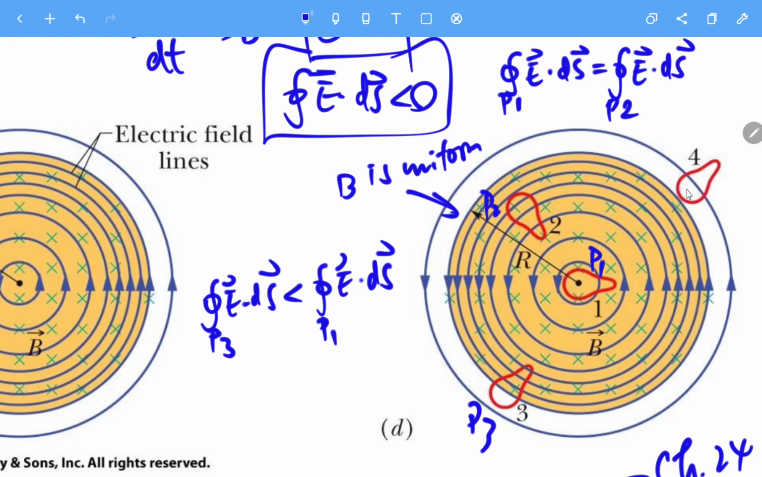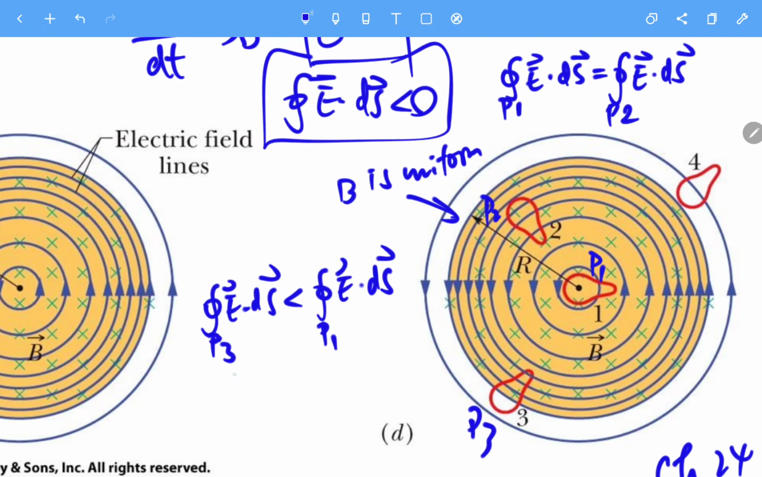And for path 4, it is all the way outside this yellow region, which means that this is also smaller than the integration of E dot ds for path 3. This is path 4, and this is actually 0 because there's no B field and no B field changing in this region. So this one should be 0.